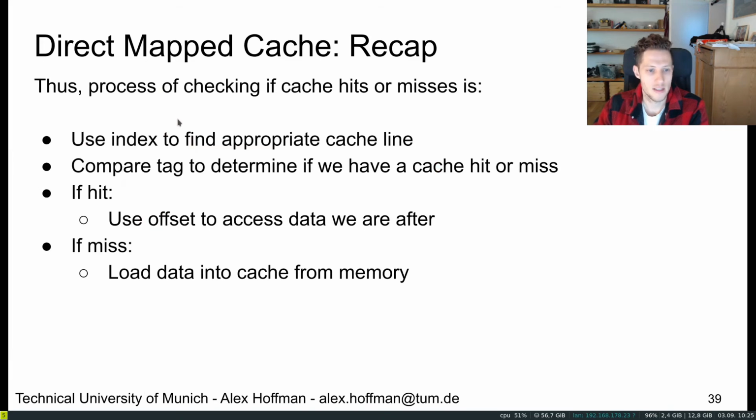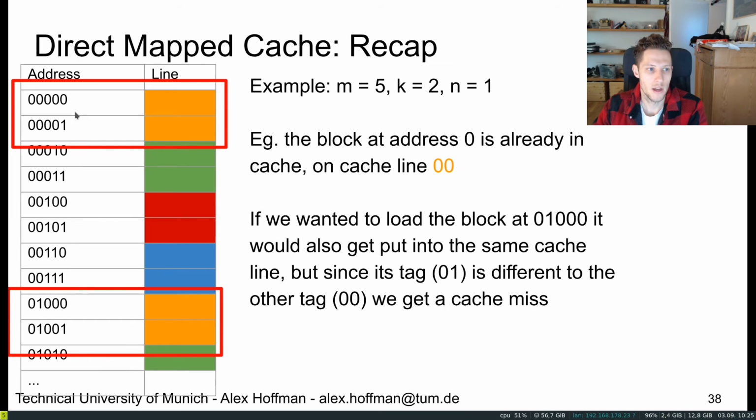And a cache hit's very simple then. We use the offset to access the data that we're after. So if we were after this address here, then obviously we know that there's an offset of 1. So in the cache where we have these 2 blocks, we would just step down to the first block here and take the data that we're interested in.